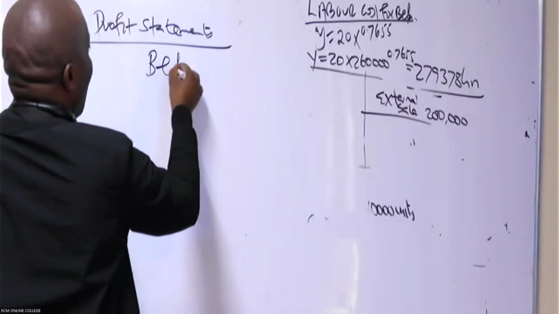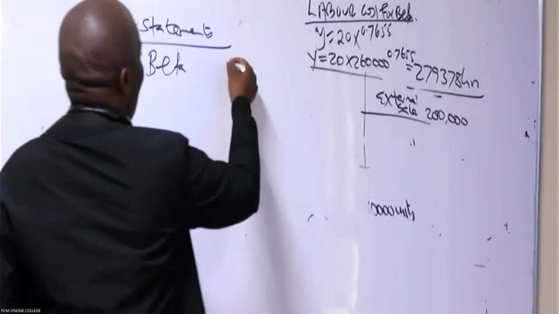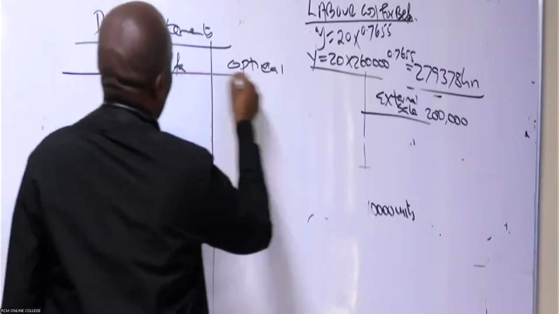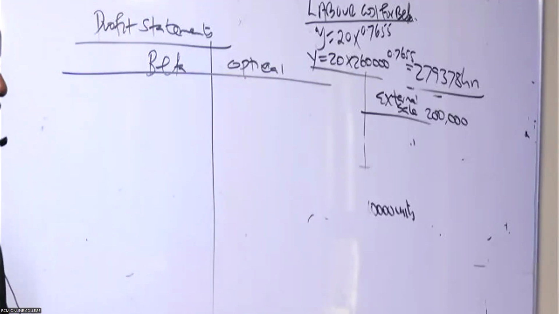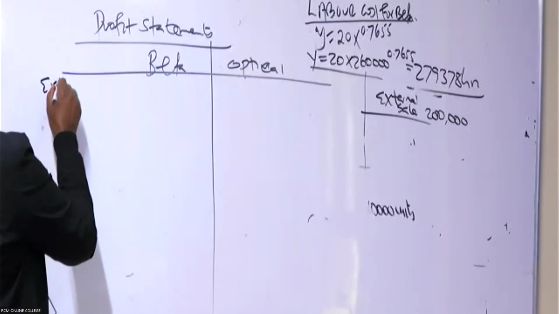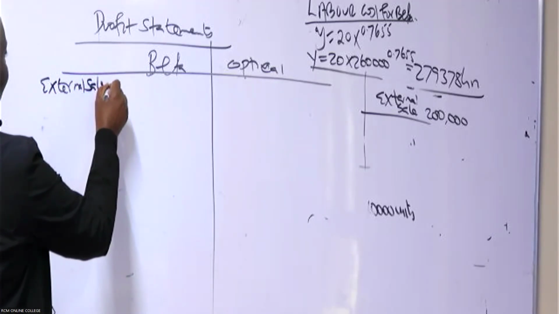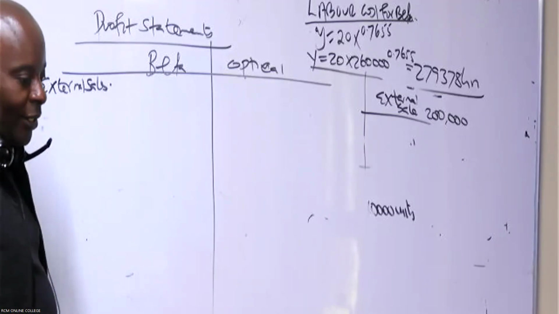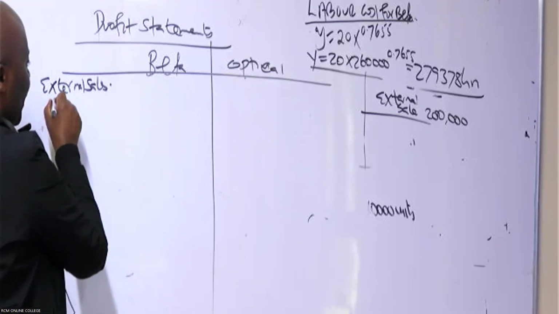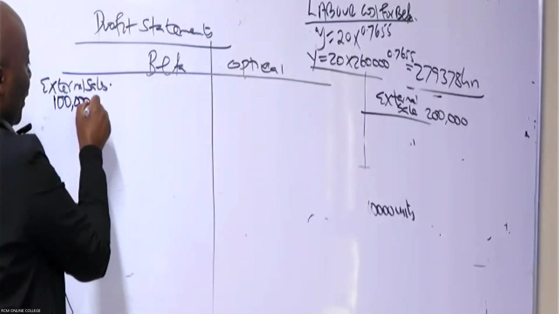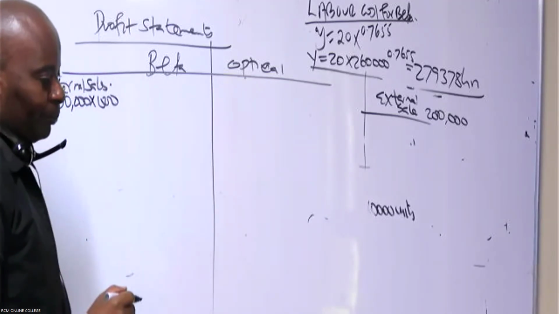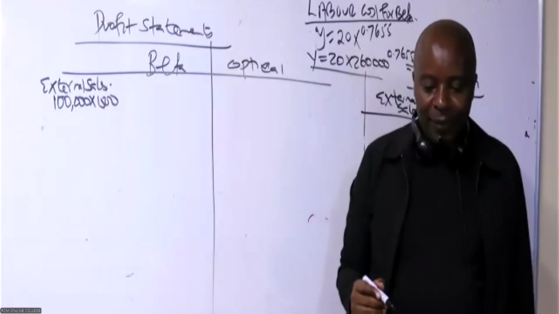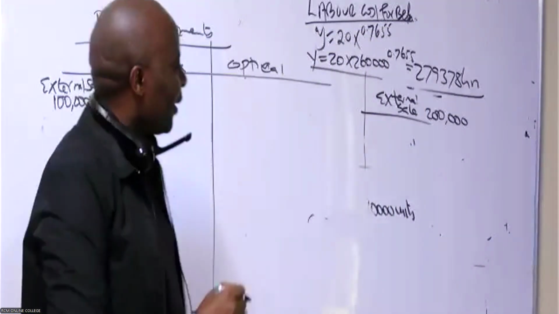They have told us to do this in columnar format. So we have Beta, we have Optima. The spaces must be very big. So profit statement, we start with sales. External sales for Beta: you told me externally I should sell how many cylinders? 100,000 at 1,500. 150 million.